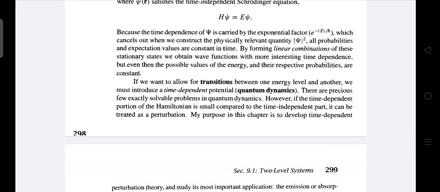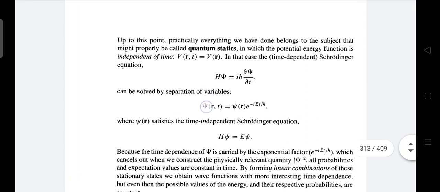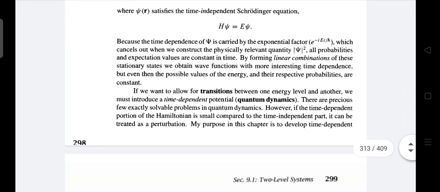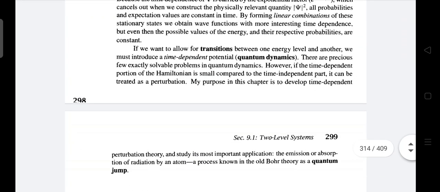Before, in the first class of time dependent perturbation theory, I told that if we want to allow the transition from one energy level to another energy level, we must introduce a time dependent potential. That's the quantum dynamics.